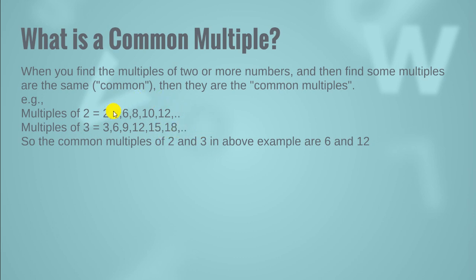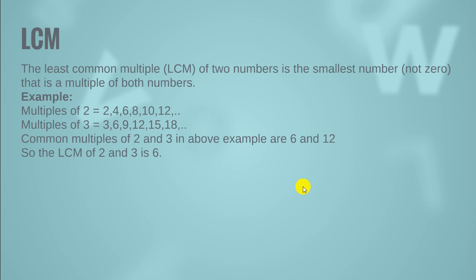So here you can see the common multiples can be 6, and as you move forward, 12. So the common multiples of 2 and 3 in the above example are 6 and 12. From 6 and 12, you can see the least common multiple is 6. Now we will read about the least common multiple.